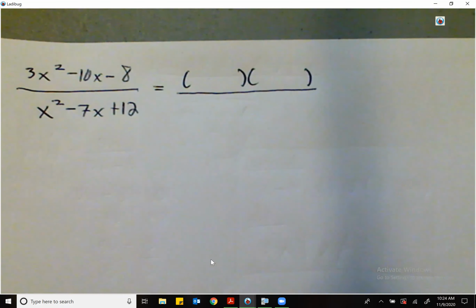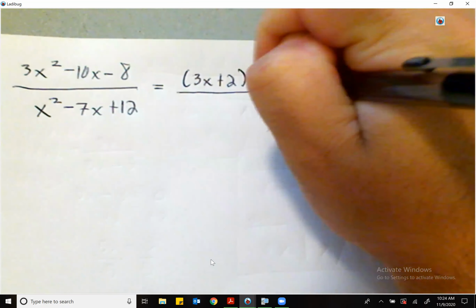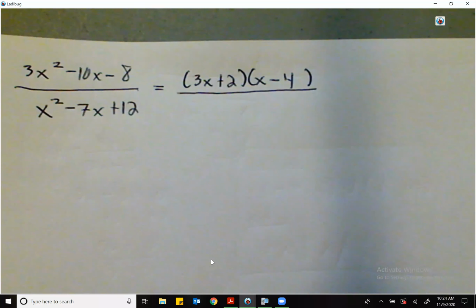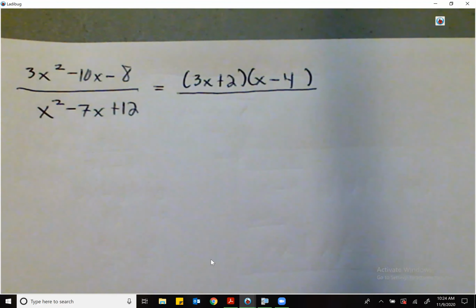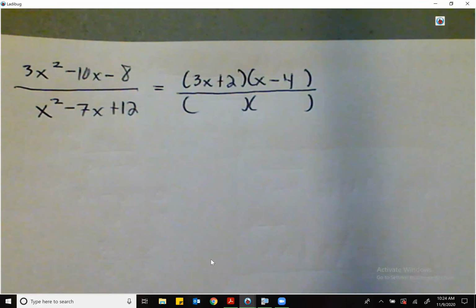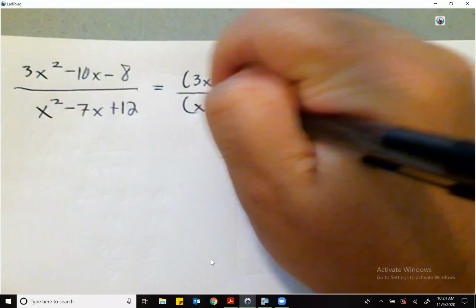3x plus 2, x minus 4. You got it. 3x plus 2, x minus 4. Anything about the denominator? Yeah, so it factors as well. What does it factor to? x minus 3, x minus 4. x minus 3, x minus 4.